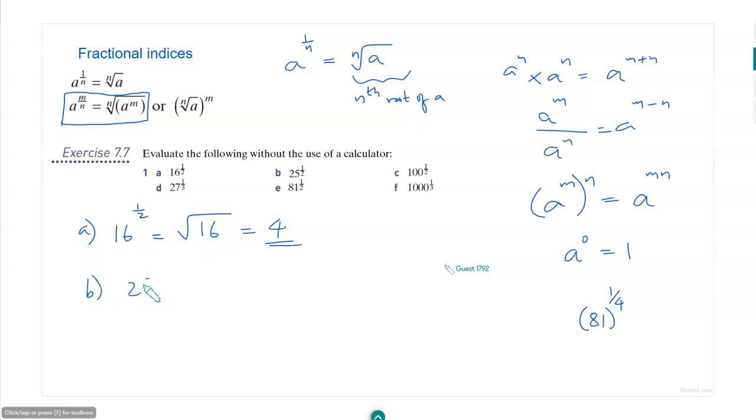Then how about 25 to the power 1 by 2? This means square root of 25, right? Yes. How much is square root of 25? What number do you multiply by itself to get 25? Ah, yes, so square root of 25 is 5.